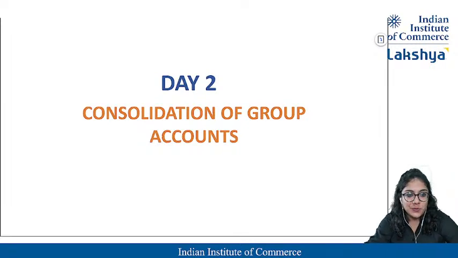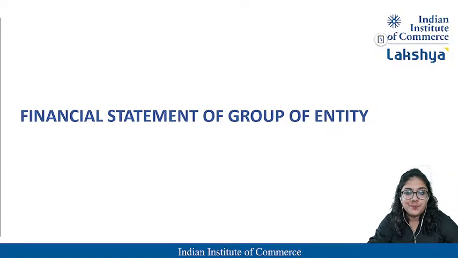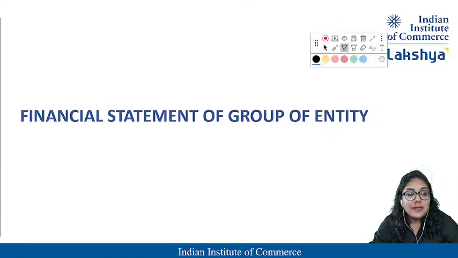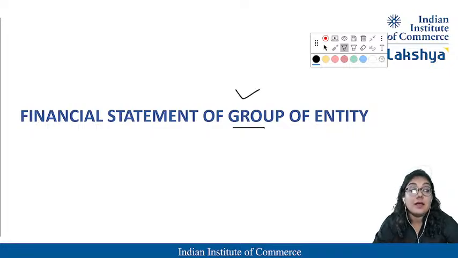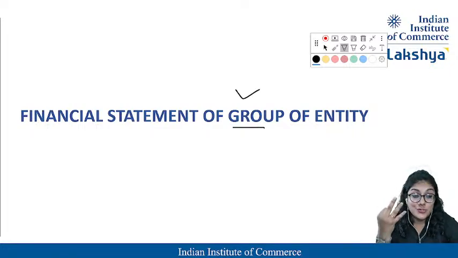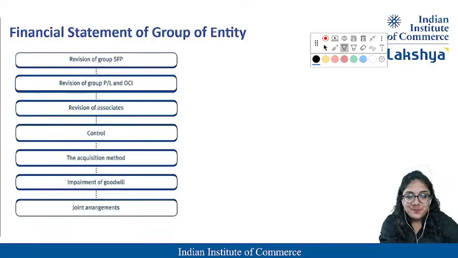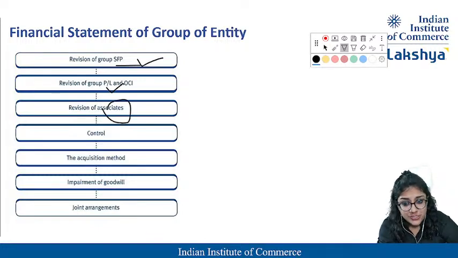We are going to go ahead with the revision. Financial statements of a group of entities. When I talk about a group, I know what a group is. Group consists of what? Parent, subsidiary, associates, joint ventures. So over here, we are going to revise the statement of financial position, profit and loss account, and OCI about associates.